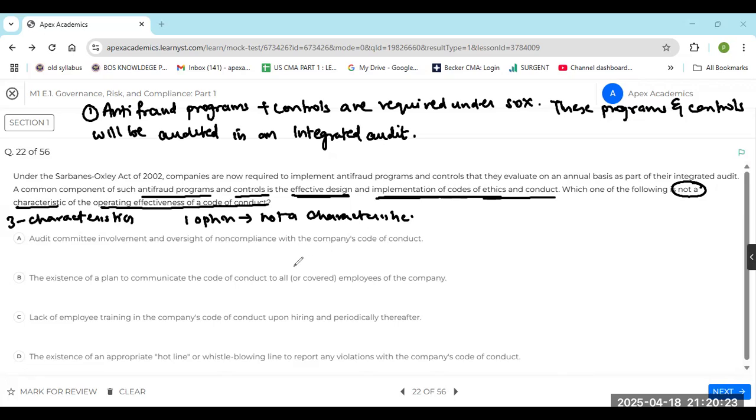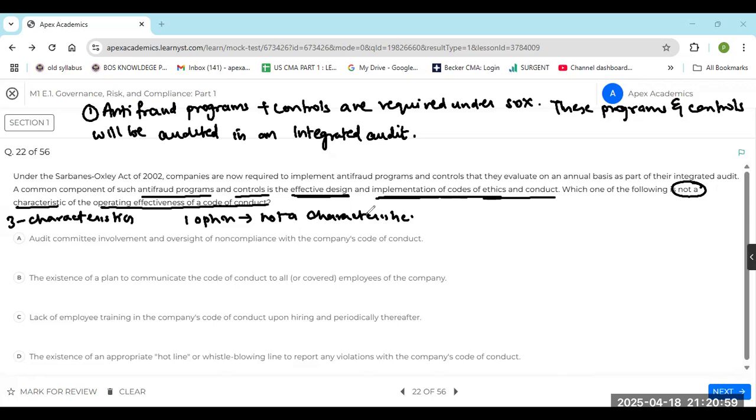The existence of a plan to communicate the code of conduct to all or covered employees of the company. Sir, lack of employee training in the company's code of conduct upon hiring and periodically thereafter. Sir, the existence of an appropriate hotline or whistleblowing line to report any violations with the company's code of conduct.